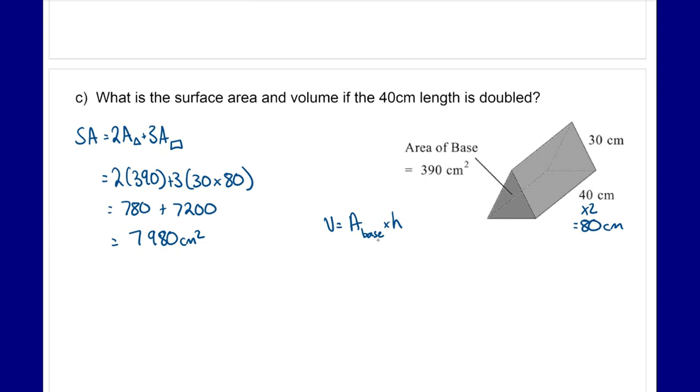For the volume of this new cushion, we're going to take the area of the base, 390, times our new height, which is 80, and we get 31,200 centimeters cubed. So those are our new dimensions if we've doubled the length of this cushion.